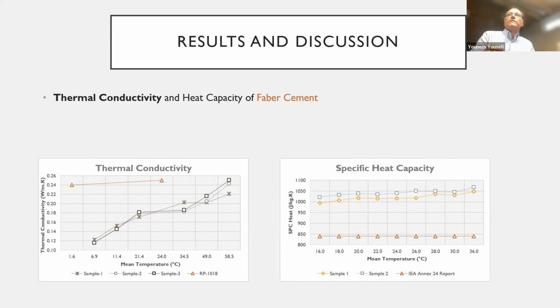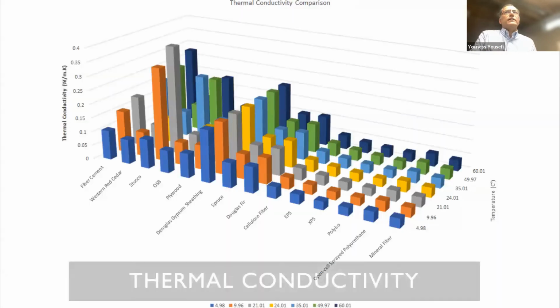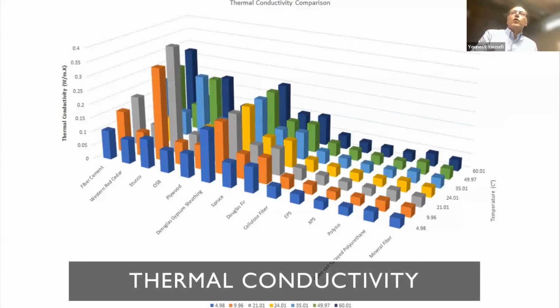So thermal conductivity, basically, this is a sample for fiber cement. Thermal conductivity and specific heat capacity increase with the temperature, some of them linearly, and some of them, like the insulations, not linearly. And this is the comparison of all the materials. You can see that the insulations have lower conductivity compared to something like stucco, which was the most conductive material to heat.